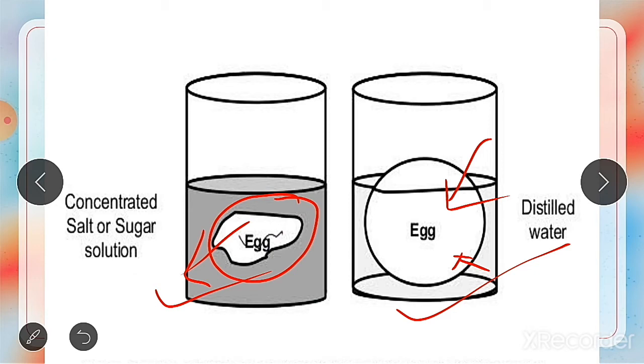So here you can see that in distilled water the egg shows endosmosis, and in salt or sugar solution it shows exosmosis. We are going to read about these two processes later. So this was the activity with the egg.